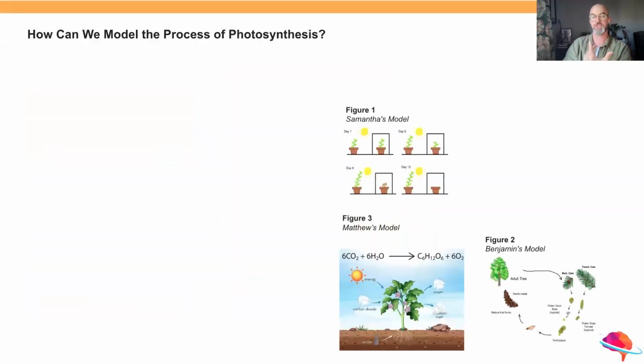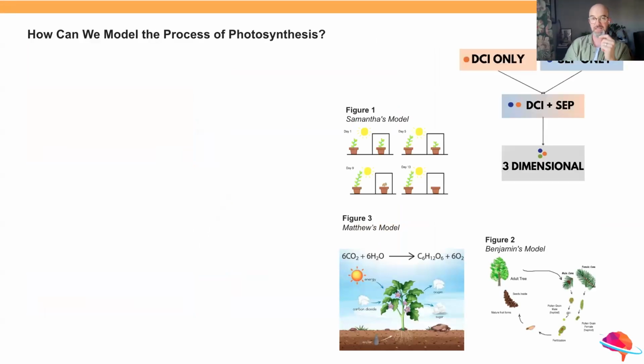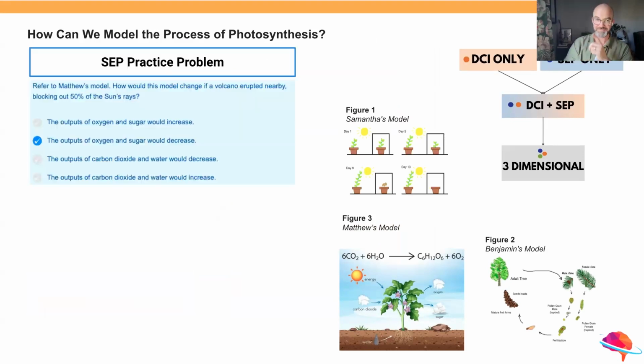And so we write questions in this way. So this first question is about, how can we model the process of photosynthesis? This is a SEP-only question. What's really interesting about this, because we talked about it a lot actually internally, is, is this question one-dimensional because it mentions photosynthesis? And so the question says, refer to Matthew's model. How would this model change if a volcano erupted nearby, blocking out 50% of the sun's rays?